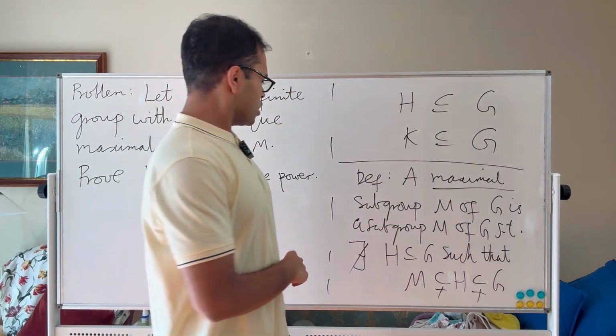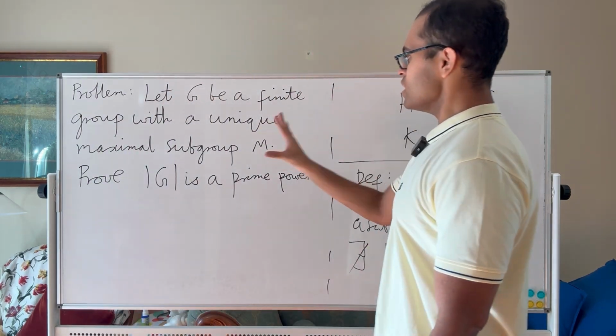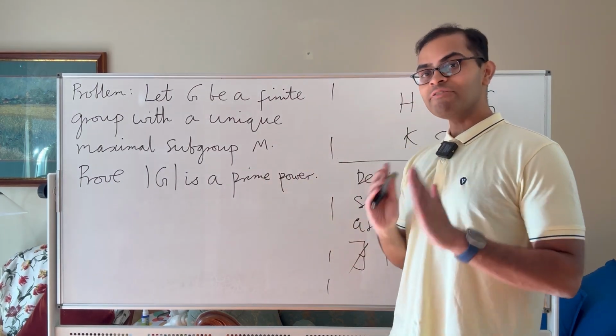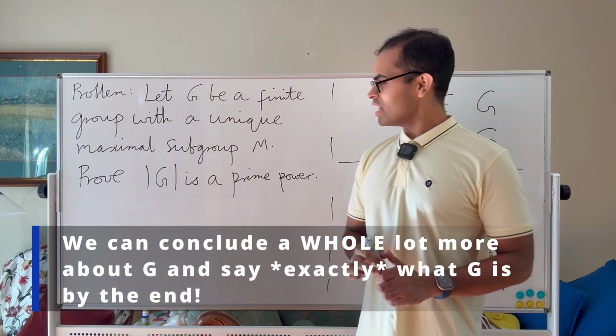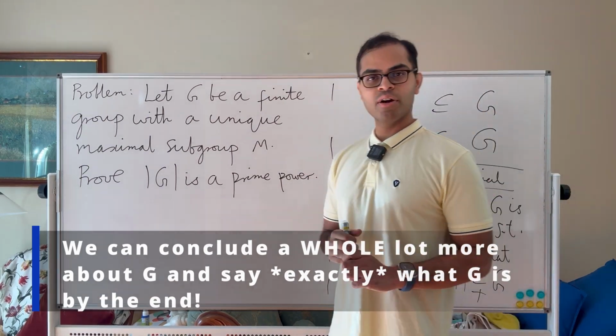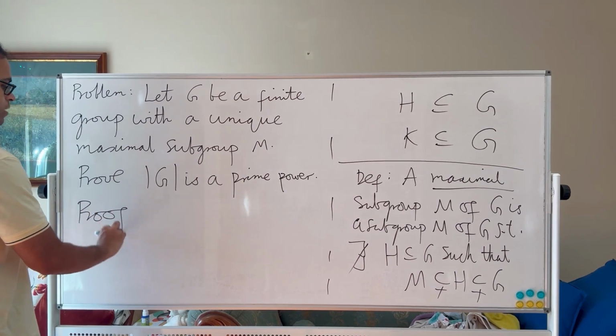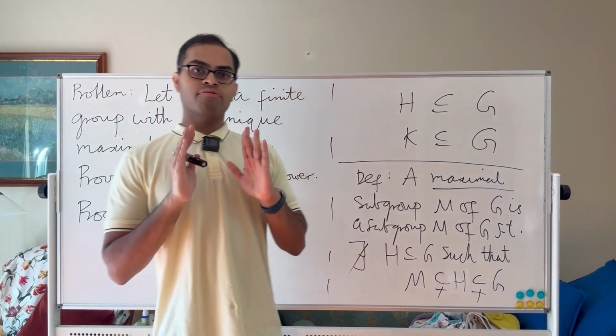But in this video, we're going to show that if G has a unique maximal subgroup, then we can conclude the cardinality of G is a prime power. In fact, we can go even further than that. So let's understand how we're going to go. As I said, here's the proof. There's a key idea in the proof. The key idea is based on the following.